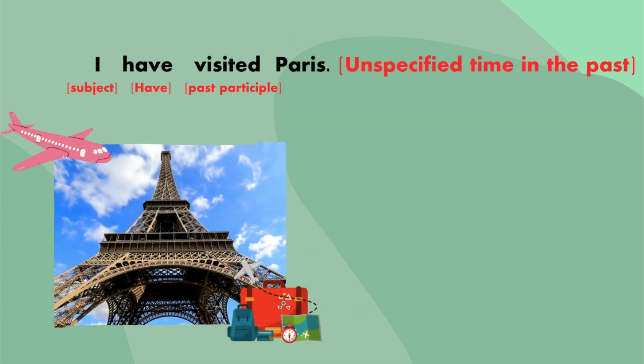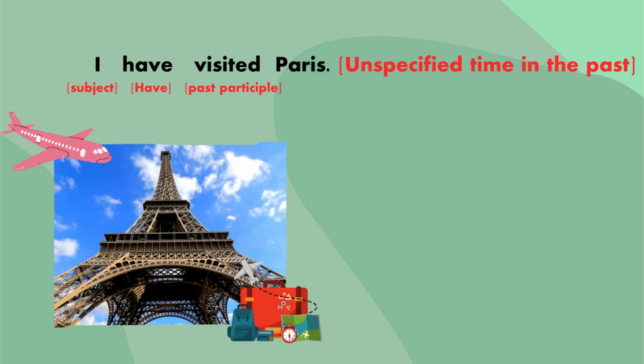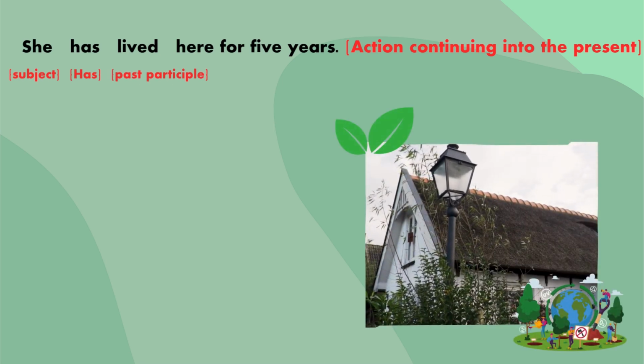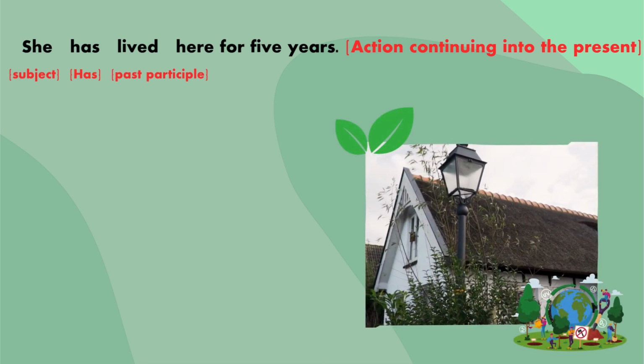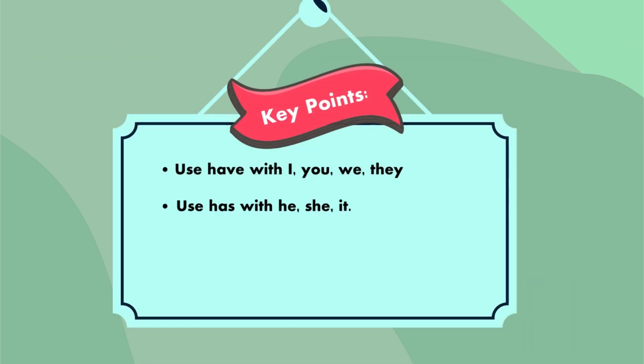I have visited Paris. This sentence is used for unspecified time in the past. She has lived here for 5 years. This sentence is used for the action that continues into the present. Key points: use have with I, you, we, they. And use has with he, she, it.